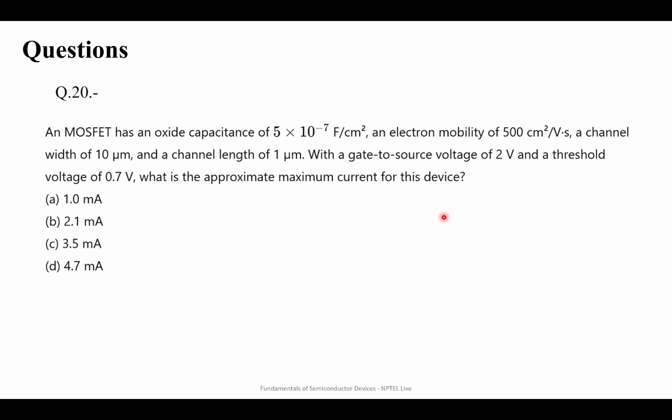So now in the same device, what is the approximate maximum current for this device? 1 milliampere, 2.1 milliamperes, 3.5 milliamperes, 4.7 milliamperes. What will be the maximum current you can get? Option C, sir. How did you reach option C?